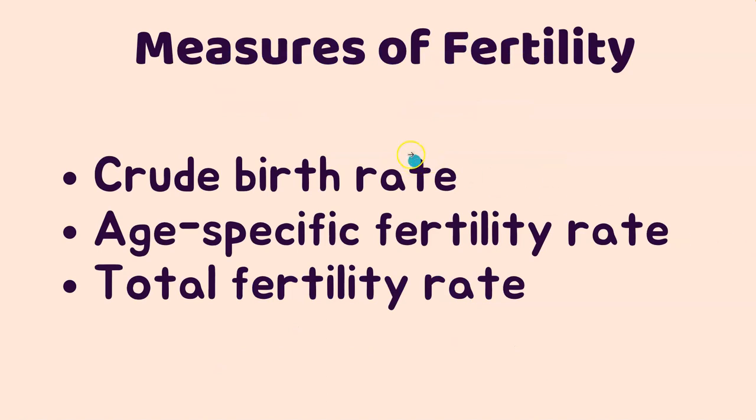So there are three major measures of fertility. The first one is the crude birth rate, the number of live births per 1,000 people, not women. Again, the number of births per 1,000 people. That is the crude birth rate. Age-specific fertility rate means based on age-specific groups. They could be 25 through 30, and this fertility rate would be calculated by the age-specific rates.